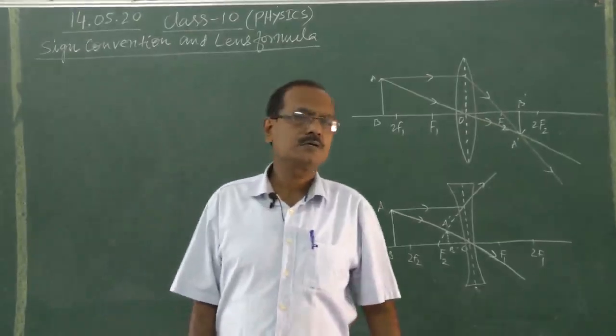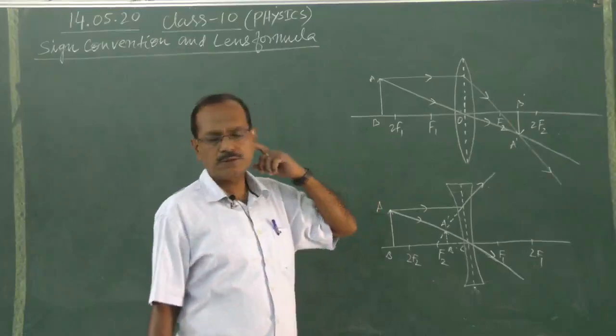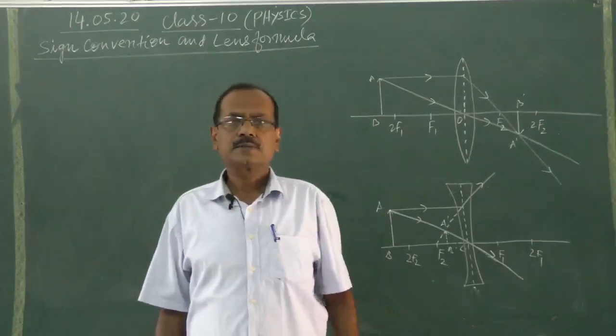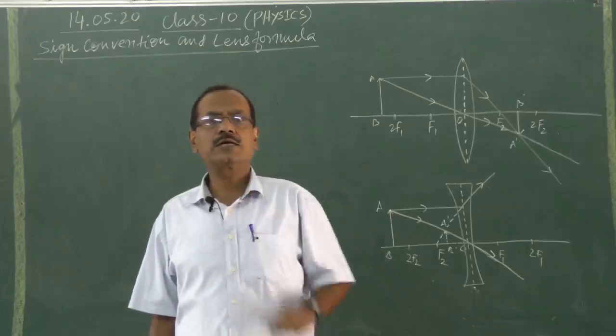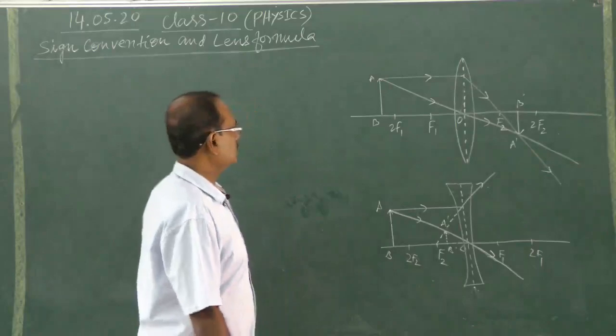So therefore, when we are drawing a ray diagram, this ray diagram will be drawn on the basis of what? Cartesian system or coordinate system.